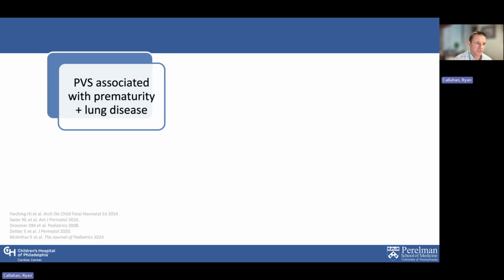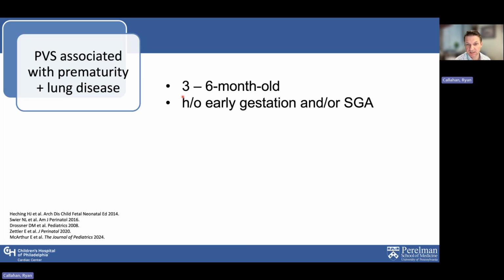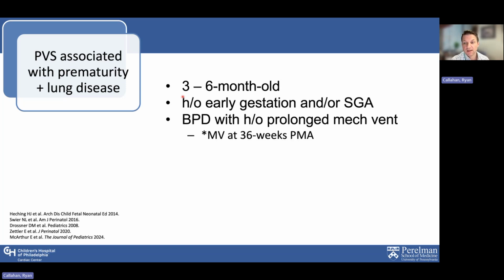Next, which we see frequently, is PVS associated with prematurity in lung disease. These patients typically present at 3 to 6 months of age. They usually have early gestation, like they were born more premature, or they were born very small, small for gestational age, that's SGA, or they didn't grow very well as a fetus, so intrauterine growth restriction, or IUGR.